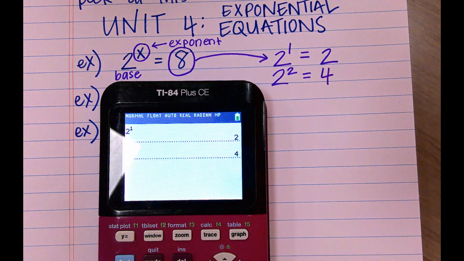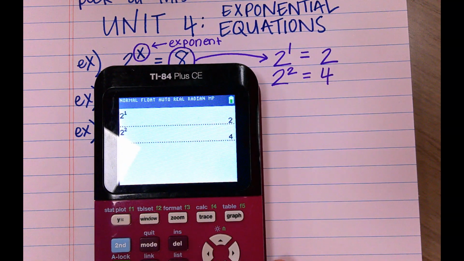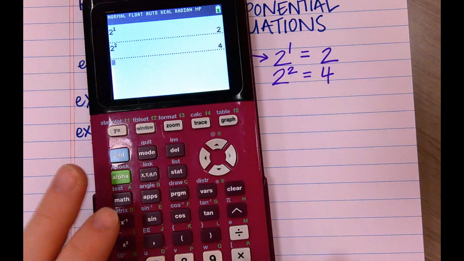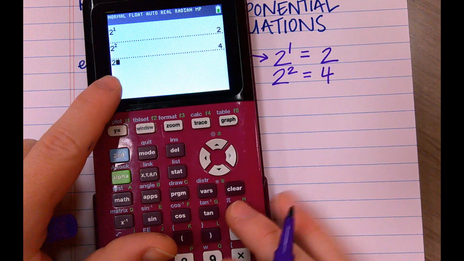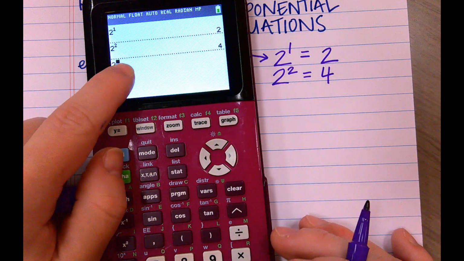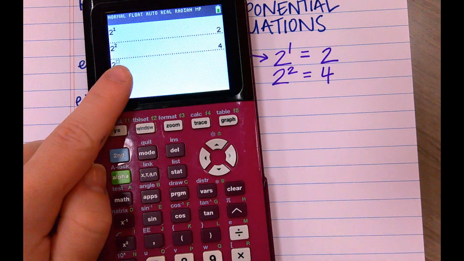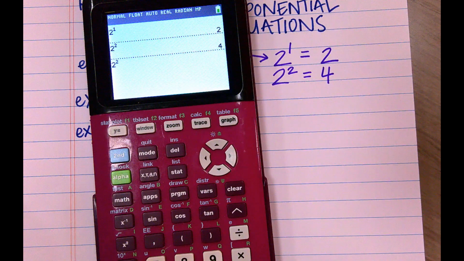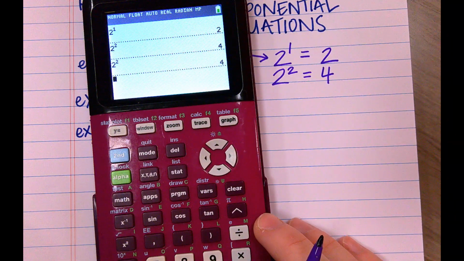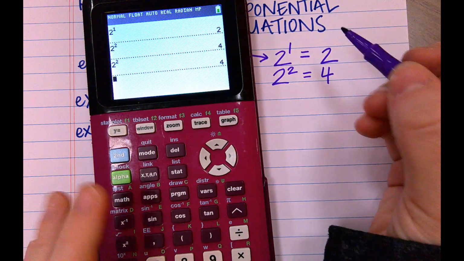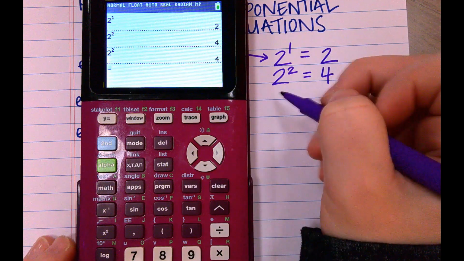Yep. And then enter. 2, up button. And then type your exponent in. So I push 2, my up arrow, and now you have to type in an exponent. We're going to use 2 this time. Then hit enter. 4. Good. You got 4. Okay, so 2, 4.